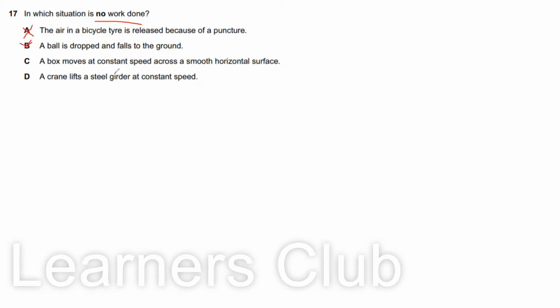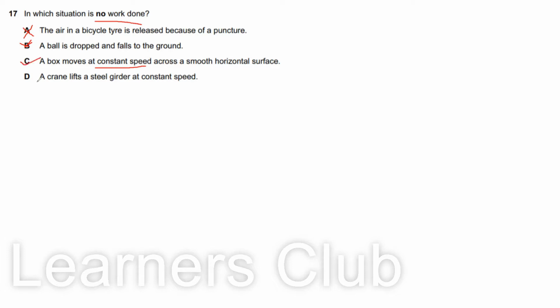A box moves at constant speed across a smooth horizontal surface. Smooth horizontal surface means it's a frictionless surface. It moves with constant speed, which means acceleration is 0, which means the force is 0. So no work is done in this instance. So the option should be C.